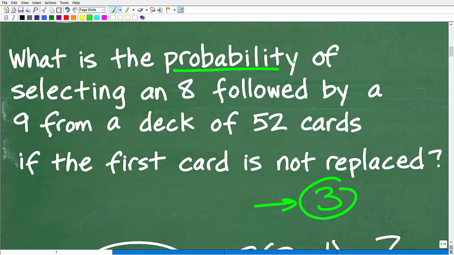But we kind of have to model out what's going on here. There are 2 events, and we're trying to find the probability of these 2 events occurring. So we have to think about different types of probability. There's simple probability, there's mutually exclusive events, there's dependent events. So again, probability is a huge topic, and there are a lot of different subsets of probability that you need to study.